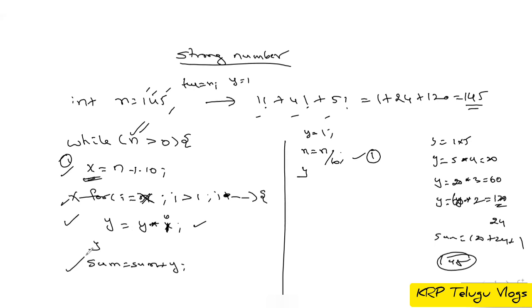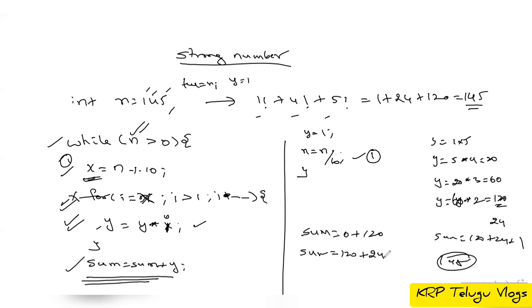How did it become 120 plus 24 plus 1? Here we are doing sum. Initially sum is 0. Sum is equal to 0 plus y value, and y value is 5 factorial, that is 120. Next time the loop will come again, and you are finding the 4 factorial. So sum is 120 plus 4 factorial. Y value is how much? 24. Clear?